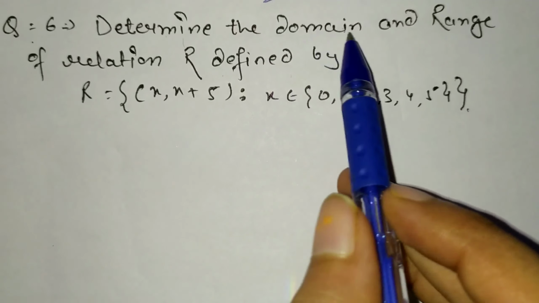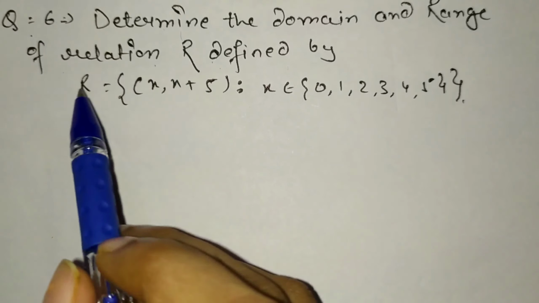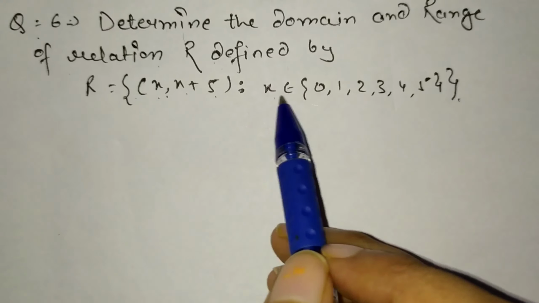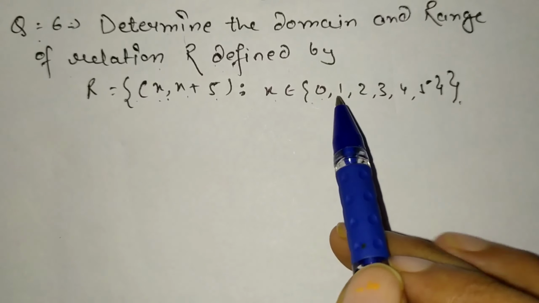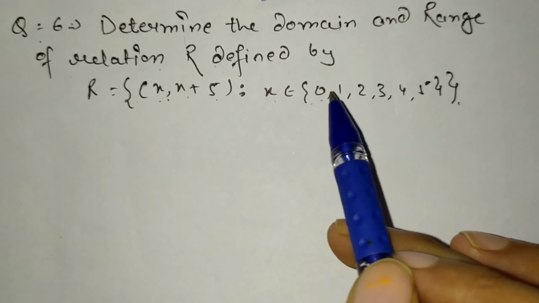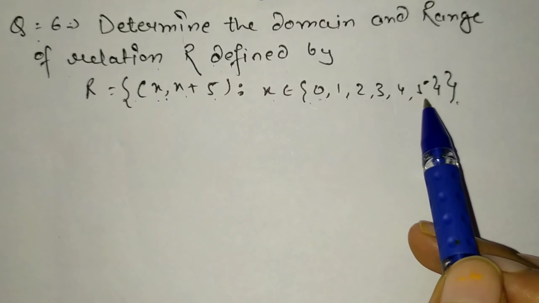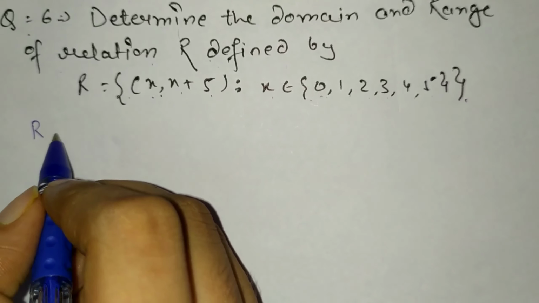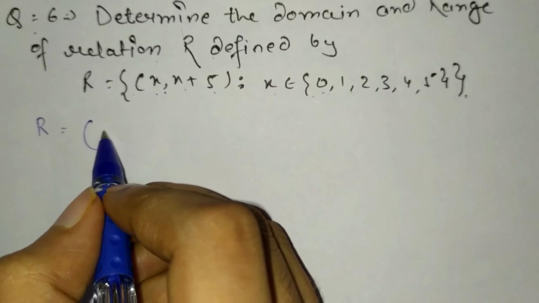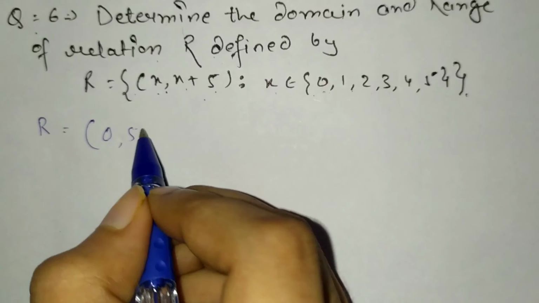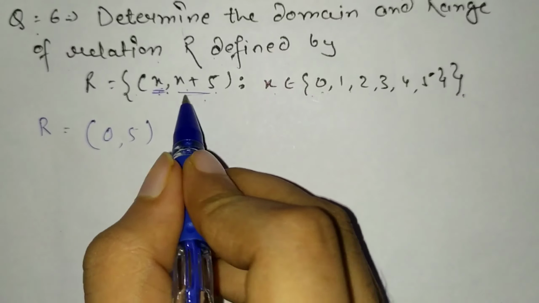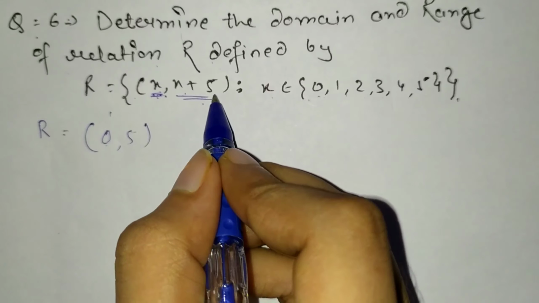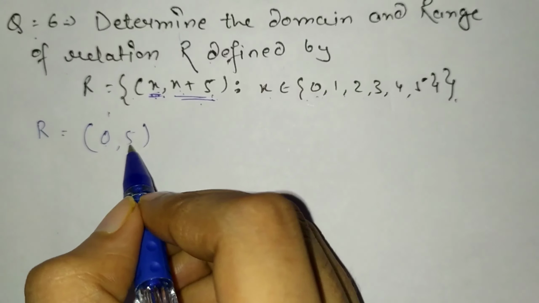Question 6. Determine the domain and range of relation R, where relation R is x and x plus 5, where x belongs to the set whose elements are 0, 1, 2, 3, 4, 5. So here relation R is equal to 0 and 5, as we have two values x and x plus 5. So if we take the value of x equal to 0, then x plus 5, that is 0 plus 5, is equal to 5.